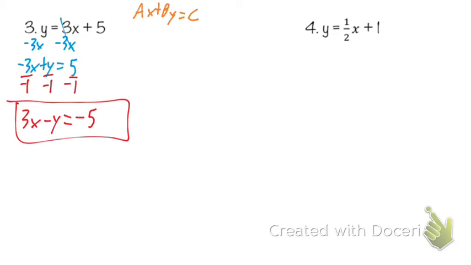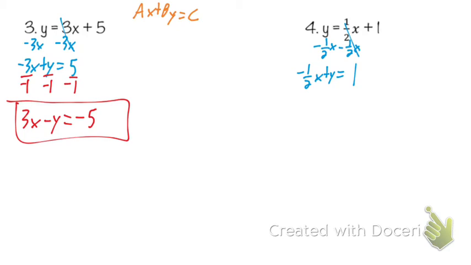Okay, let's look at this number 4 here. Mental checklist. Are the variables where they're supposed to be? Raquel, what do we need to do to get the variables where they're supposed to be? Subtract 1 half x. Negative 1 half x plus y equals 1. Okay, mental checklist. Are all the variables where they're supposed to be? Okay, good. Do we have a negative leading coefficient? Is the number with the x negative? Yes. Darn it. We want to change that. Do we have fractions or decimals? Yeah, we want to change that.